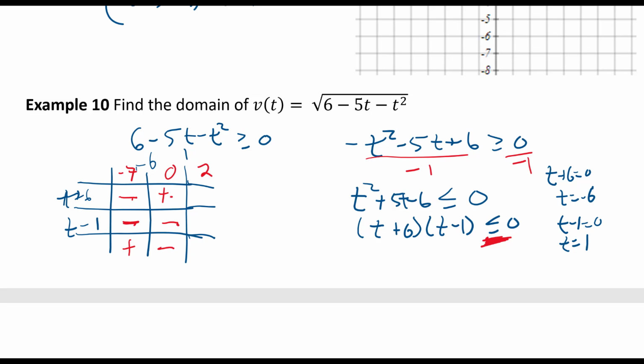Now let's try the 2. 2 plus 6 is 8. That's positive. 2 minus 1 is 1. That's positive. So we get a positive out of that. So the only place this is satisfied is going to be from negative 6 to positive 1. And they can be equal to it, so the equals. So negative 6 to 1 is the domain of this function.